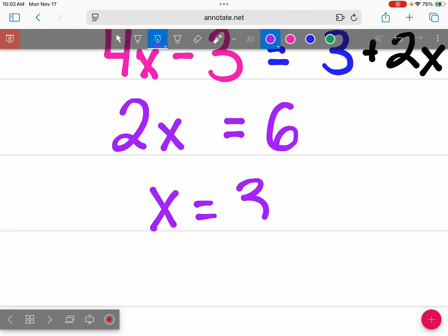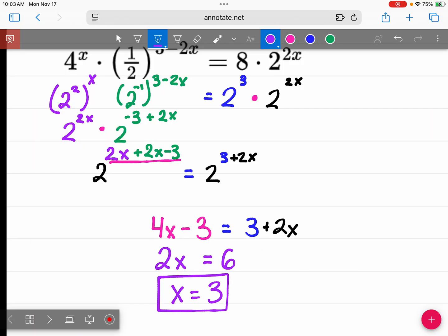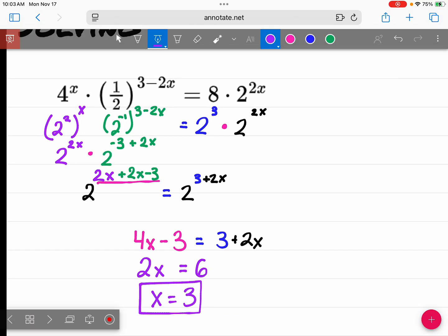3. And again, I could go back to the very, very beginning. Substitute in 3 in place of every single x. 8 times 2 to the power of 2 times 3. 4 to the third times 1/2 to the 3 minus 2 times 3. I will get the same answer. It will be a big number. I could do it. Don't need to, but I could. So if you're not sure if you've done it right, substitute it back in. Totally valid.